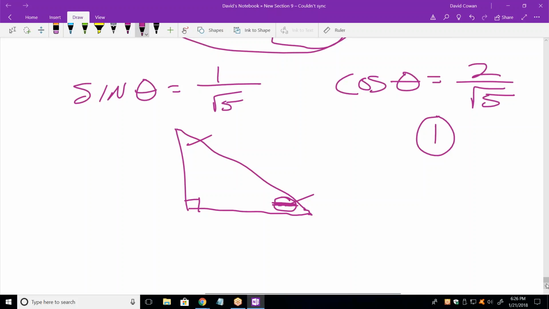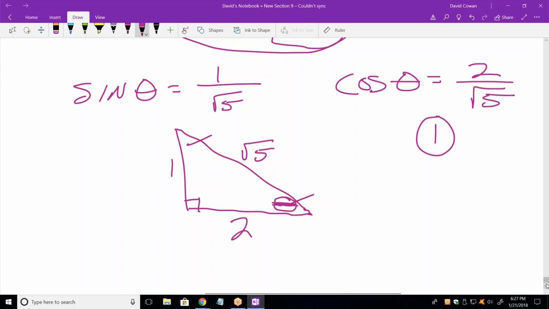Now what? Put the numbers on the correct sides. Dimension the whole triangle for me. What's opposite theta? Always start there. 1. What's next? The hypotenuse, which is the square root of 5. And what's that make the third side? 2. Correct. Because they gave it to us, but they didn't need to give us this. We could have figured it out, right?